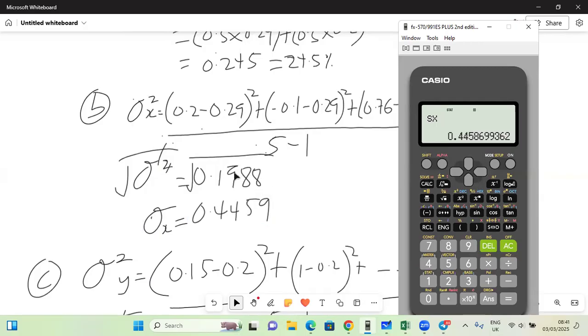Now, if you want to go back to this one, what we are going to do is square it. So answer squared. When we square it, then we get this for the variance. So simple. Now let's do the same thing for y.